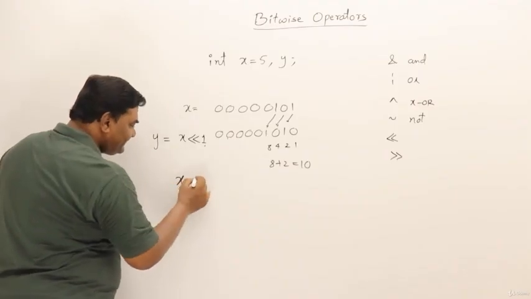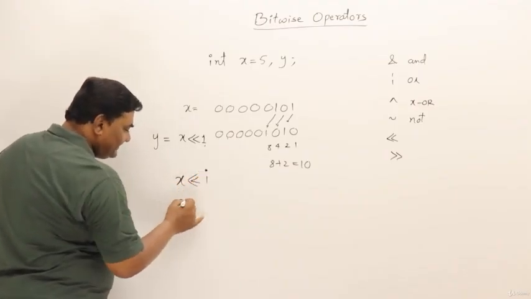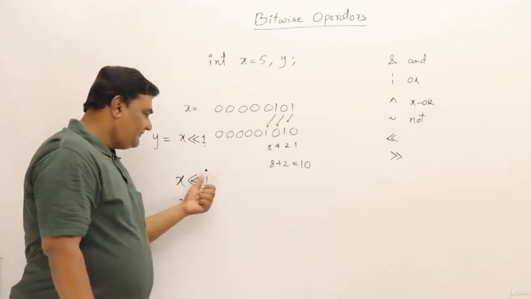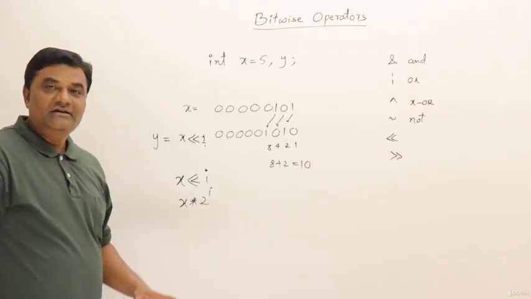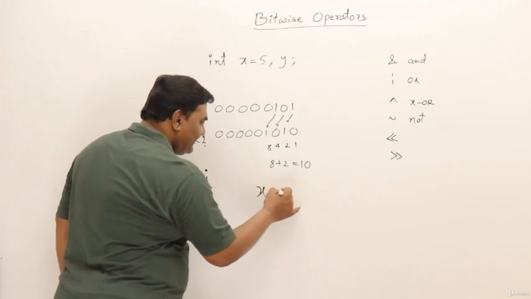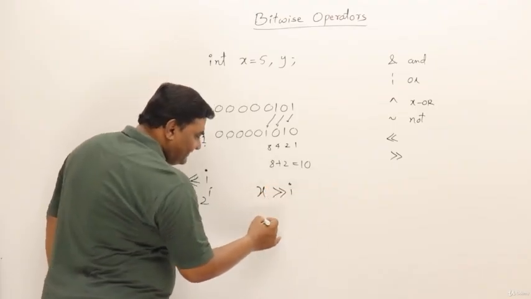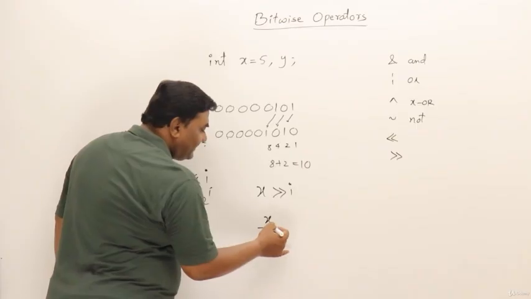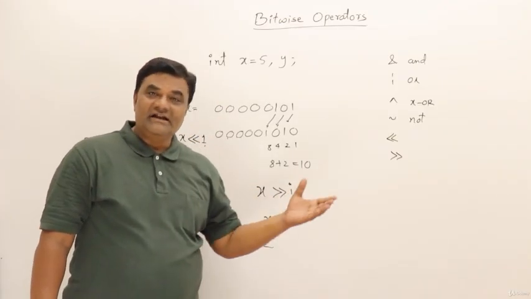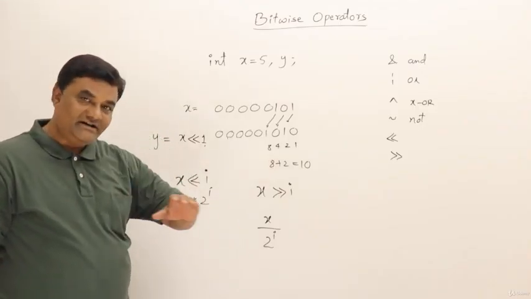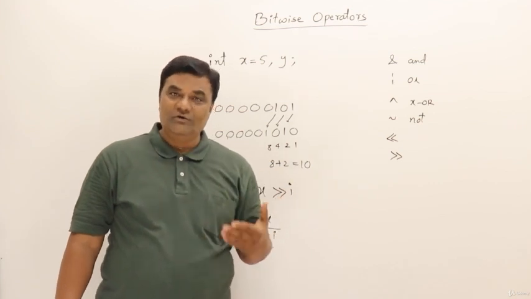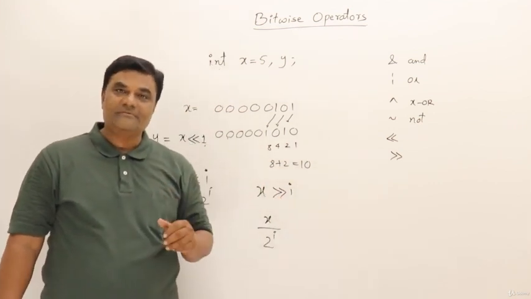So if I say x left shift I, then this will be x into 2 power I. So if it is 1, then it is multiplied by 2. If I is 2, then x will be multiplied by 4, and so on. Now similarly, if I say x right shift by I, then x will get divided by 2 power I. So if it is 10, it will become 5. So the number will become half if you right shift by one place. If it is done by 2 places, then it is divided by 4.